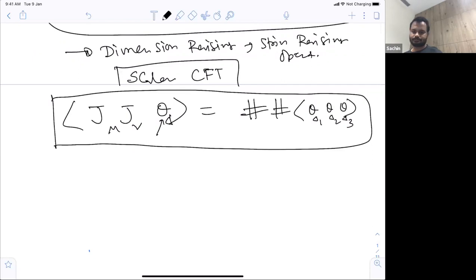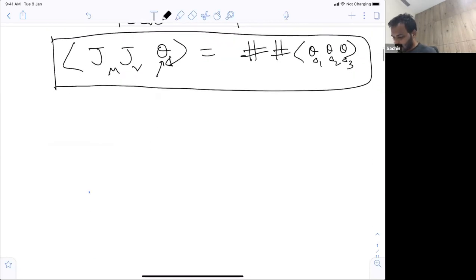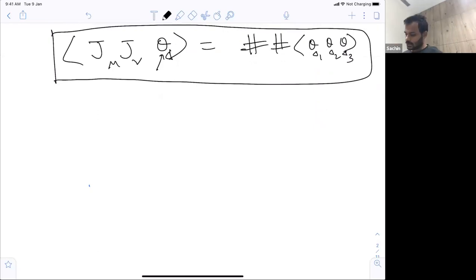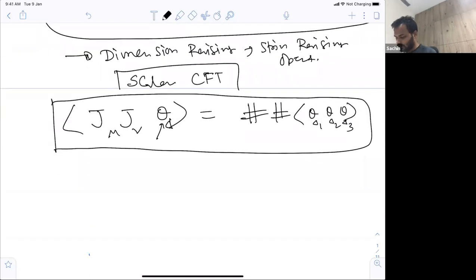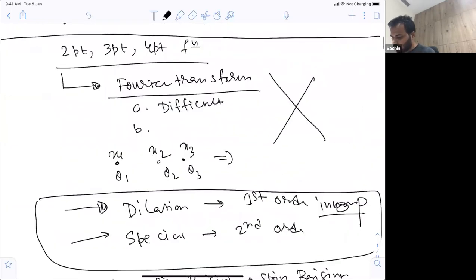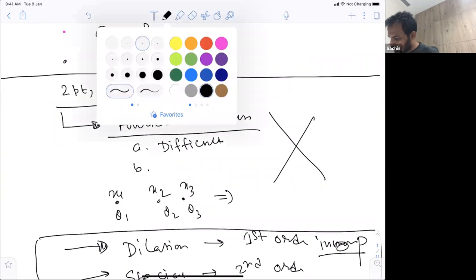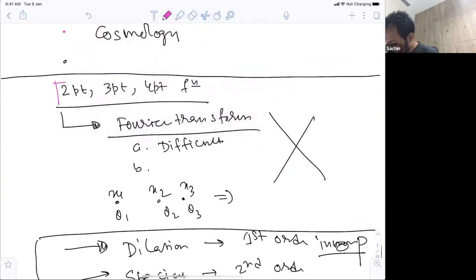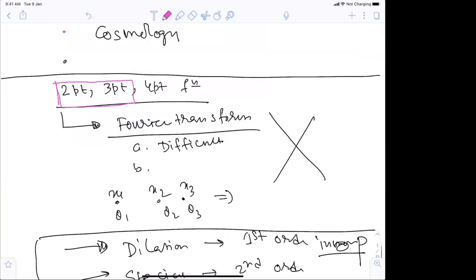This is another way. These are the things that people have studied. This is mostly what people have done till now, involving 2-point and 3-point functions in the momentum space.